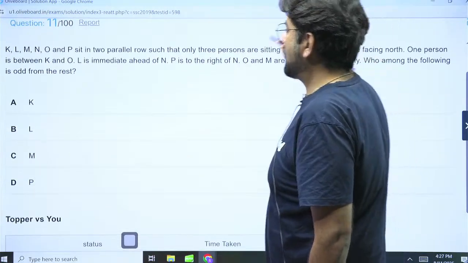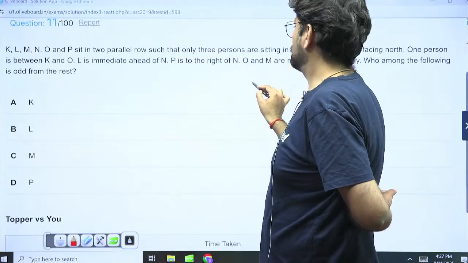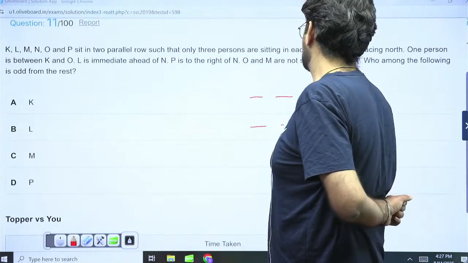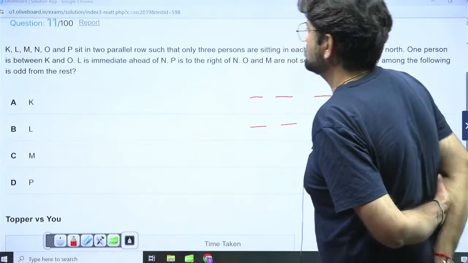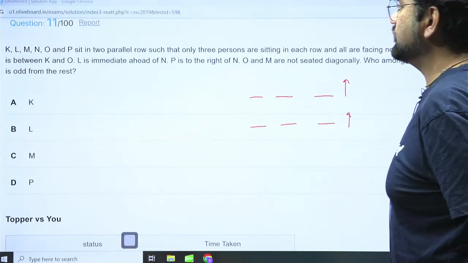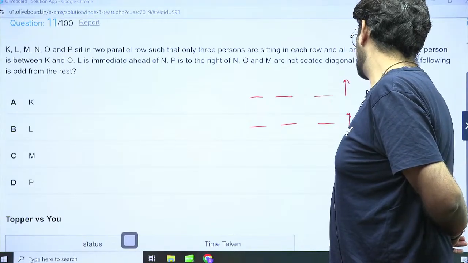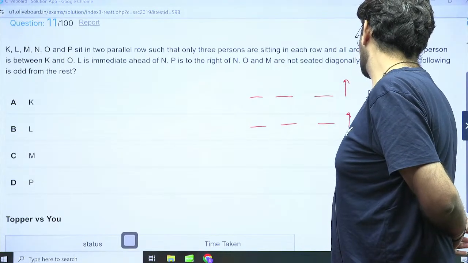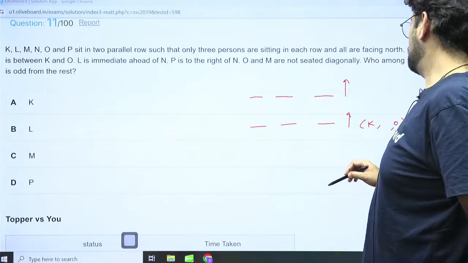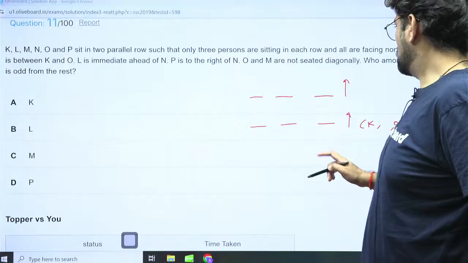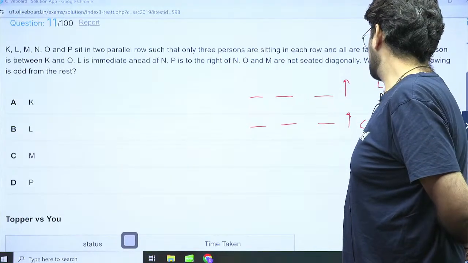KLMNOP sit in 2 parallel rows such that only 3 persons are sitting in each row and are all facing north. Okay, that's strange. One person is between K and O. So K and O is surely sitting in one row. We can pick them up here, let's say. L is immediately ahead of N. That means N is sitting at the bottom row. L is somewhere above it.